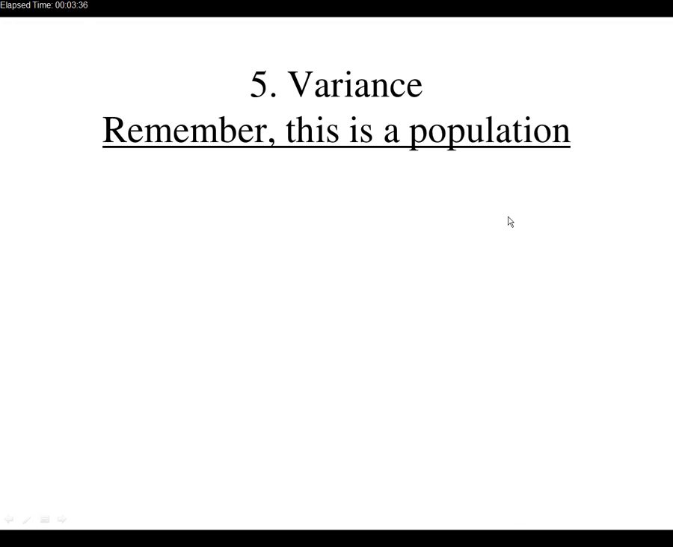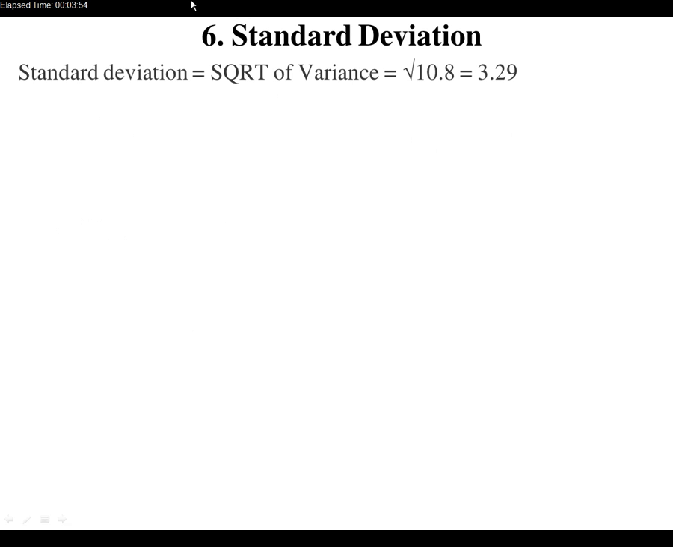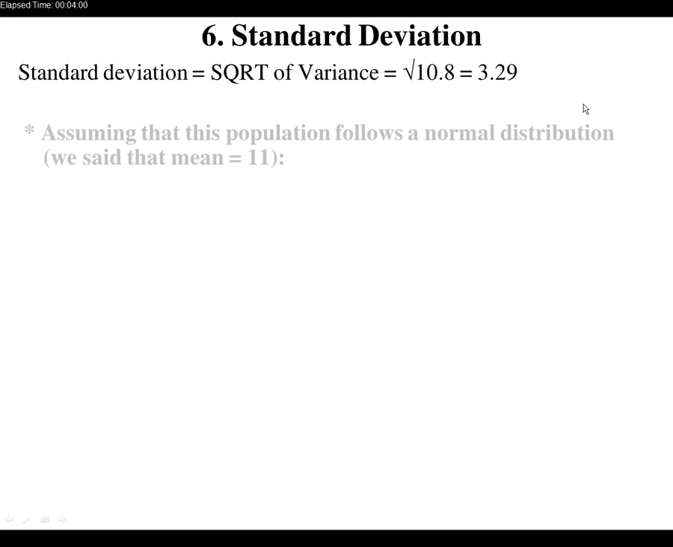Variance, remember, this is a population. Okay, so the variance equals the sum of squares divided by n. If it was a sample, what would it be? N minus 1, that's right. So it's 108 divided by 10 equals 10.8. Standard deviation, remember, is the square root of the variance. So here we go. The square root of 10.8 is 3.29.